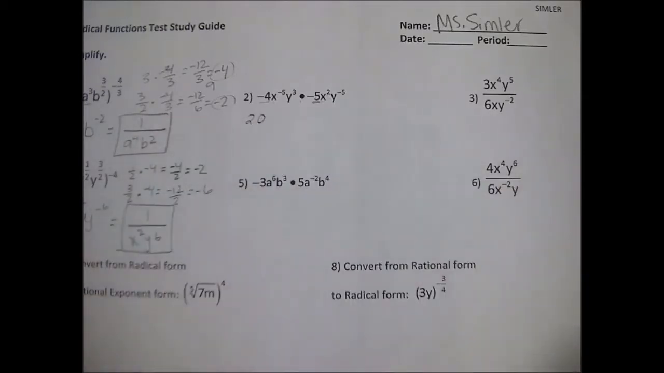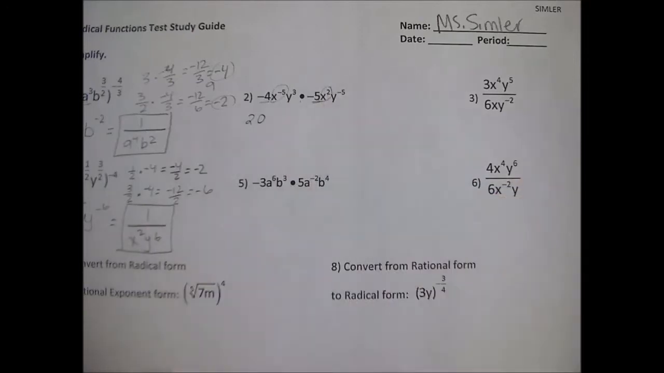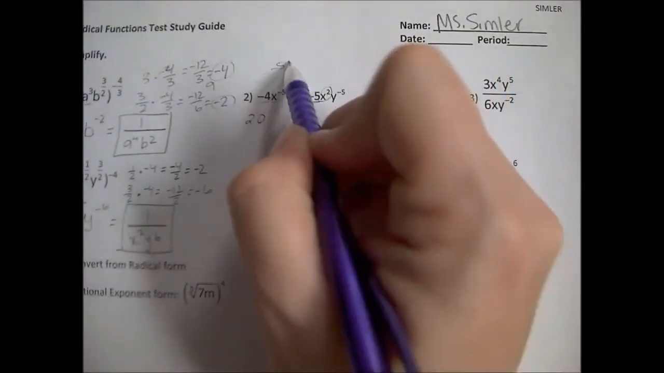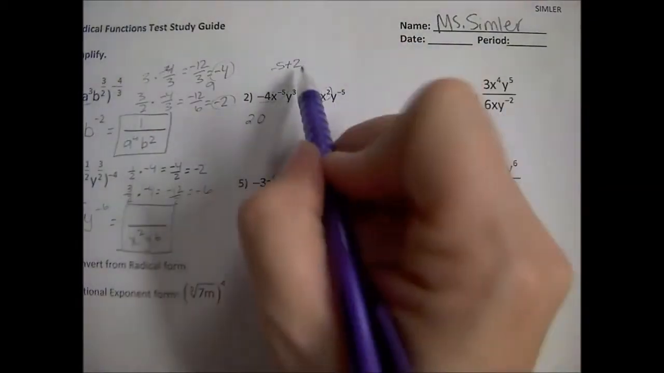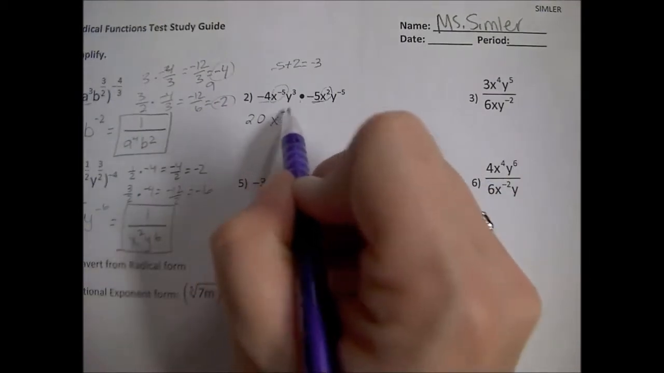All right. X to the negative 5 times x squared. What I'm going to do here, I'm actually going to add their exponents together. So negative 5 plus 2 gives me negative 3. So now I'm going to have x raised to the negative 3 power.